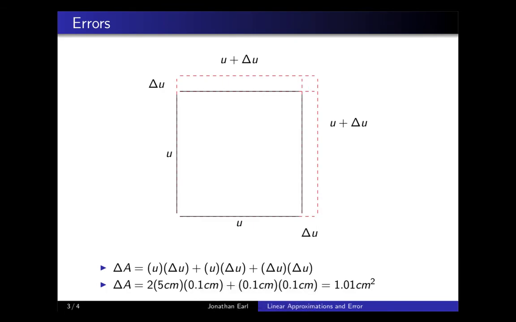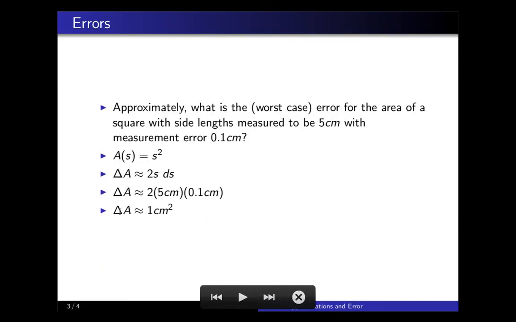So the exact change in the area is 1.01 square centimeters. We approximated the change in the area to be 1 square centimeter, and for sake of argument, 1 square centimeter is pretty close to 1.01 square centimeters. So what we've done to approximate the worst case area is pretty good.